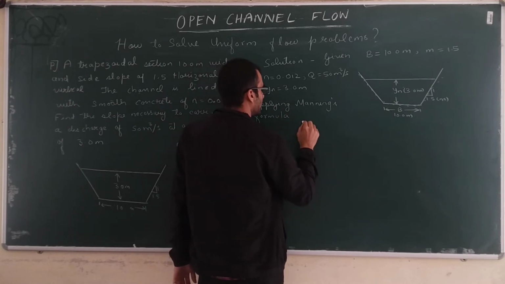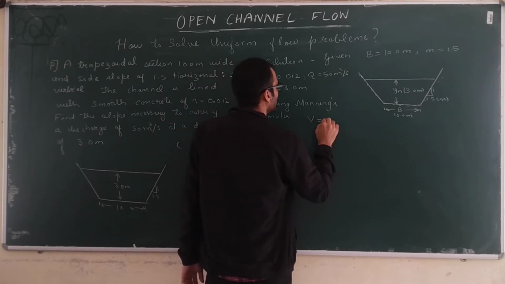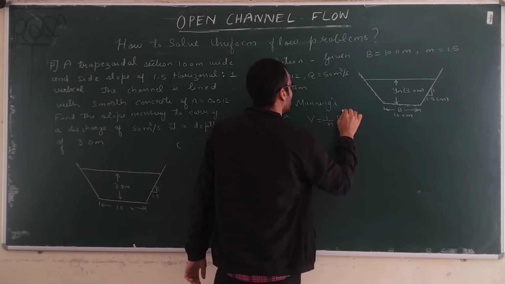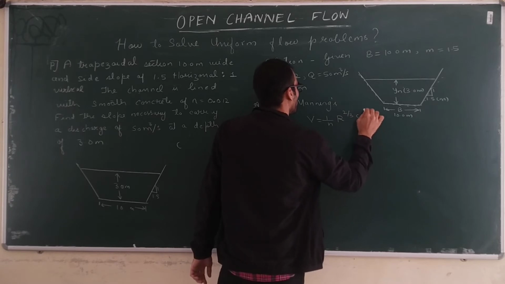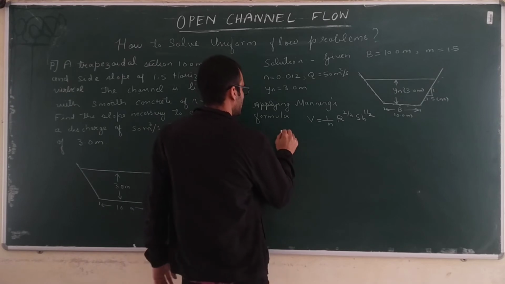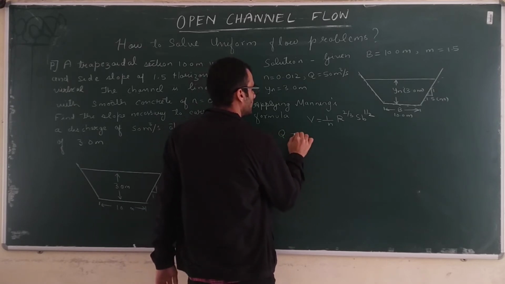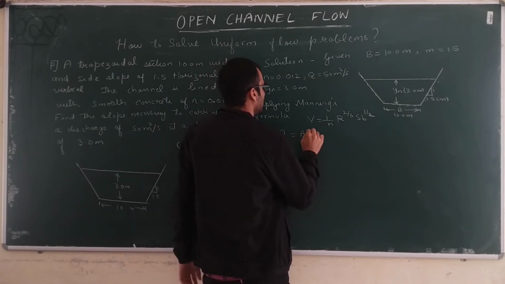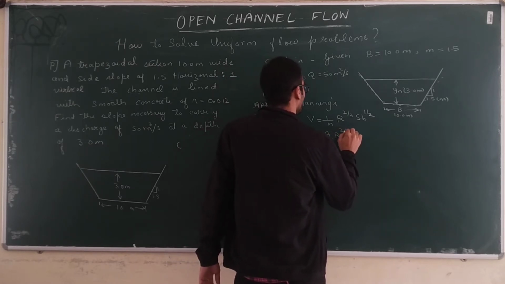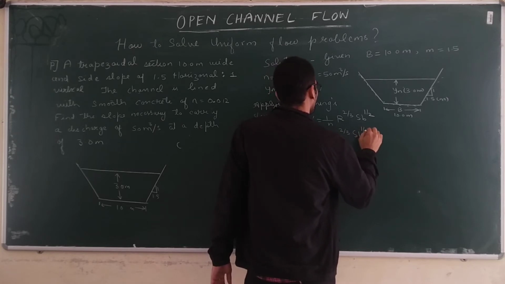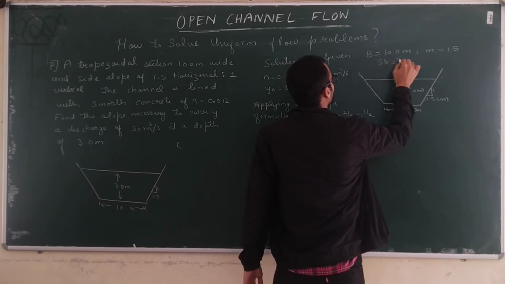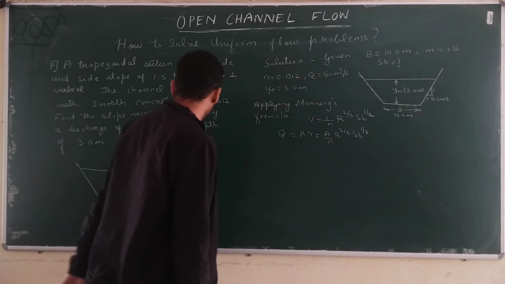According to Manning's formula, V equal to 1 by n R to the power 2 by 3 S_b to the power 1 by 2. This is for velocity. And discharge Q equal to A into V, so Q equal to A by n R to the power 2 by 3 S_b to the power 1 by 2. S_b is the bed slope. Here bed slope is unknown.